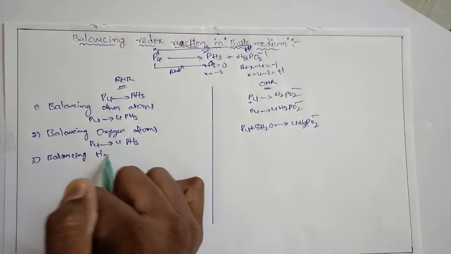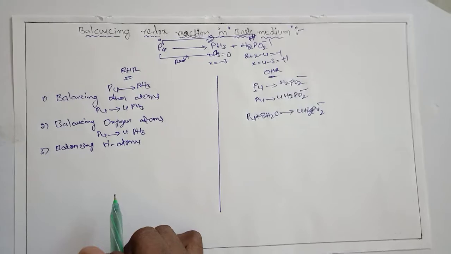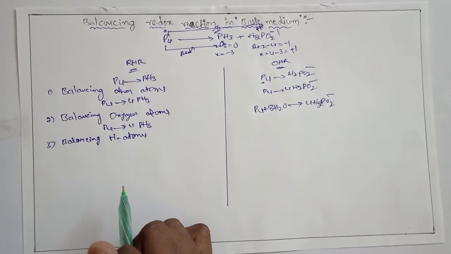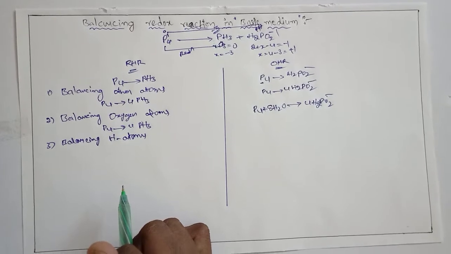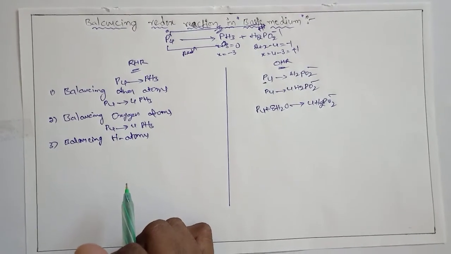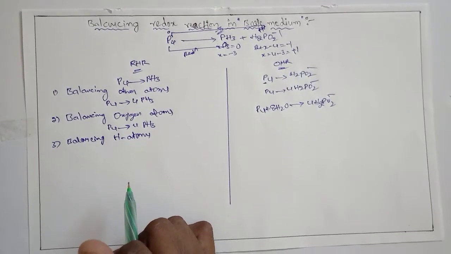Balancing hydrogen atoms. In acidic medium, to balance the hydrogen atoms we add H+ ions directly, but in basic medium we have to add water molecules to the deficiency side, and the same number of OH⁻ ions to the opposite side.